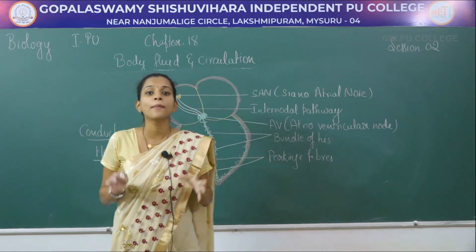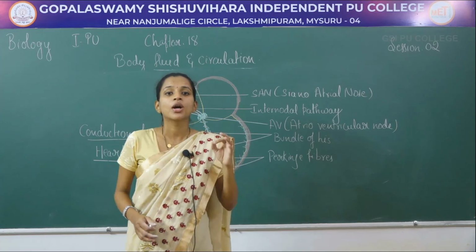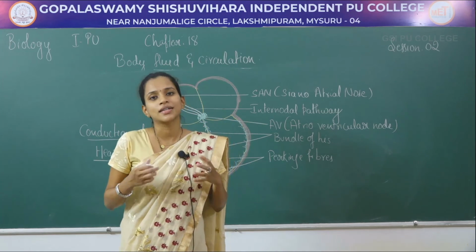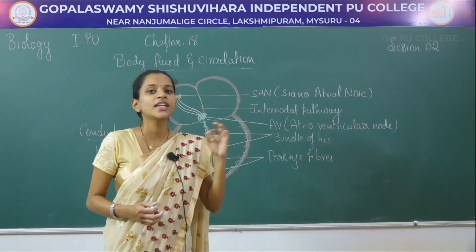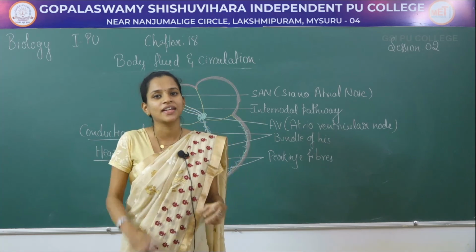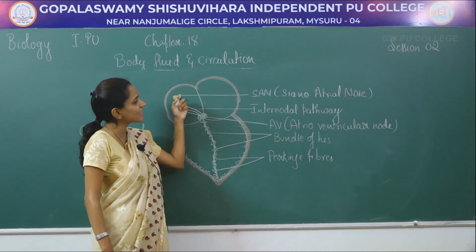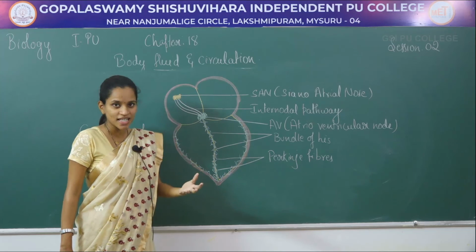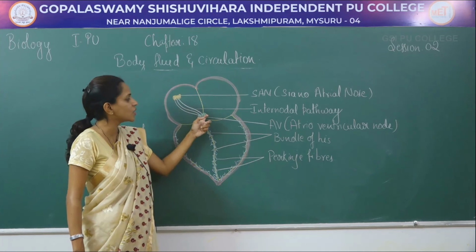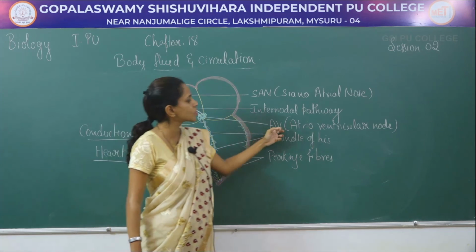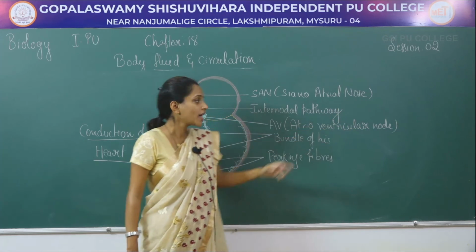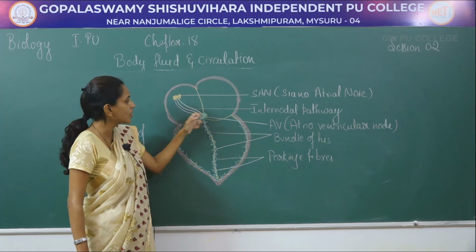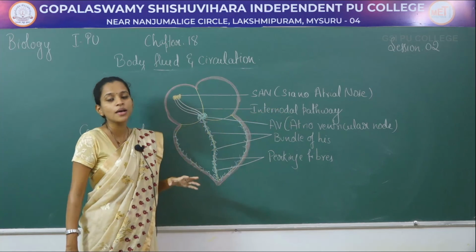This sinoatrial node is also called the pacemaker, because it shows the maximum action potential, which is responsible for the conduction of the heart. Almost 70 to 75 electrical signals get activated when the auricles get filled and the sinoatrial node is activated. This sinoatrial node initiates the conduction and transfers the signal into the AV node, called the atrioventricular node. The signals transfer from the sinoatrial node into the AV node with the help of the internodal pathway.